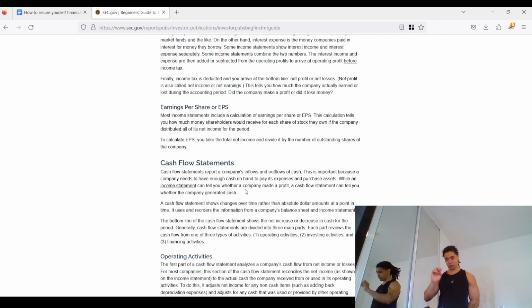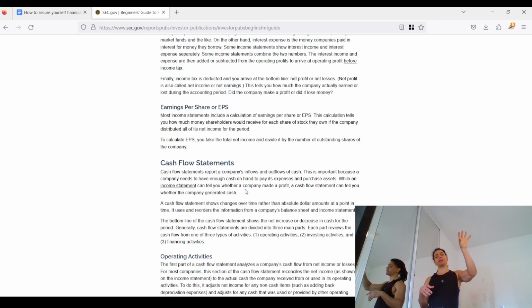So the cash flow statement reviews the cash flow from three activities: operating activities, investing activities, and financing activities. In the operating activities section, what it does is analyze the net income from the income statement and reconcile it with the total amount of cash that was used or received from operating activities, such as operating assets and operating liabilities, right?